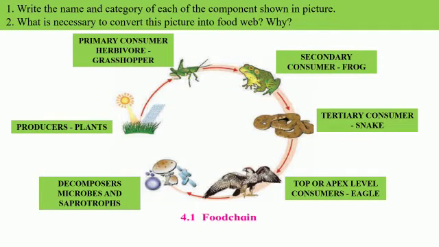Here is one example which will help us to distinguish between a food chain and a food web. Here they have asked us to write down the name and category of each of the components shown in the picture. So here is one example of a food chain. We begin with producers, that is plants.